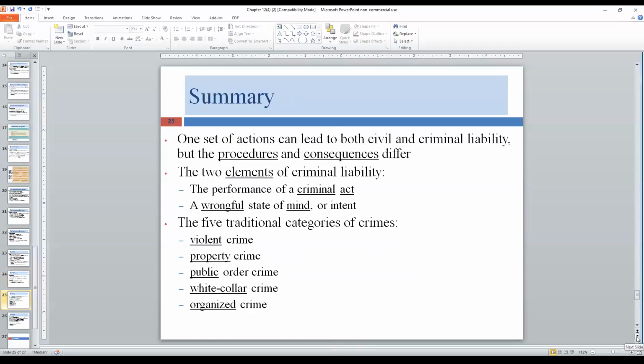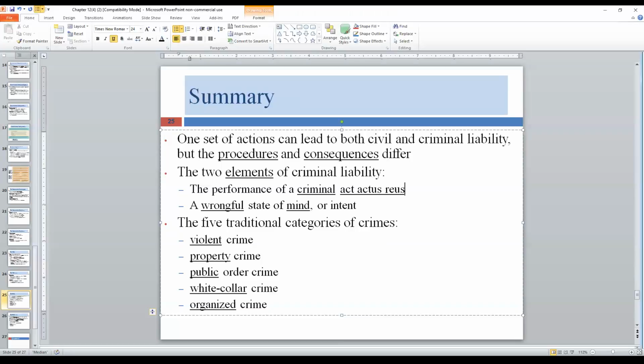So here's a summary. I won't reiterate the things we've already discussed, except just to flag them for you. We have some differences between civil and criminal liability. We have two requirements for criminal liability typically. We have the actus reus and the mens rea. Mens in this context is referring to the mind, as in mental, not referring to males. Obviously, this is a Latin term. This isn't an English language term.